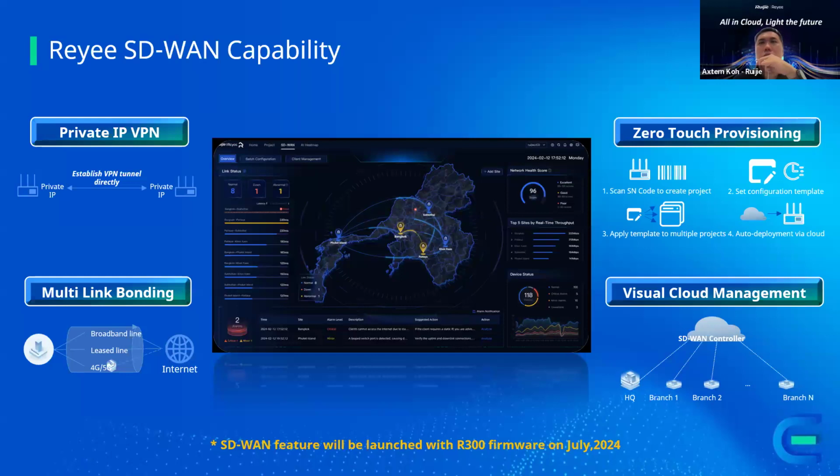If you still need to use IP configuration, you can go with IP configuration or scan the QR code. We also support that for this device as well.